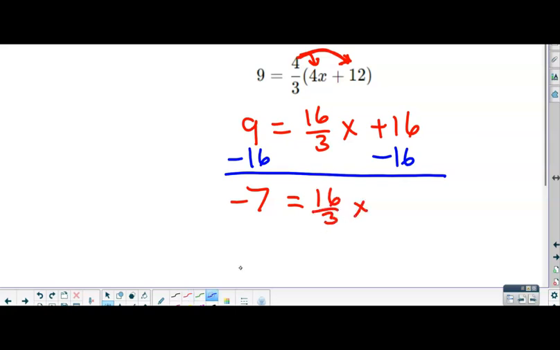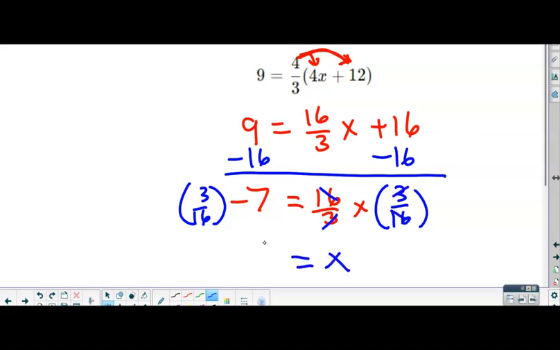And now we're going to choose to divide by 16/3, which some of you like to do. I don't like to write complex fractions, so I'm going to multiply by the reciprocal. I'm going to multiply by the reciprocal. And since I have a calculator, that part will be easy. I simply type 3/16 times negative 7.